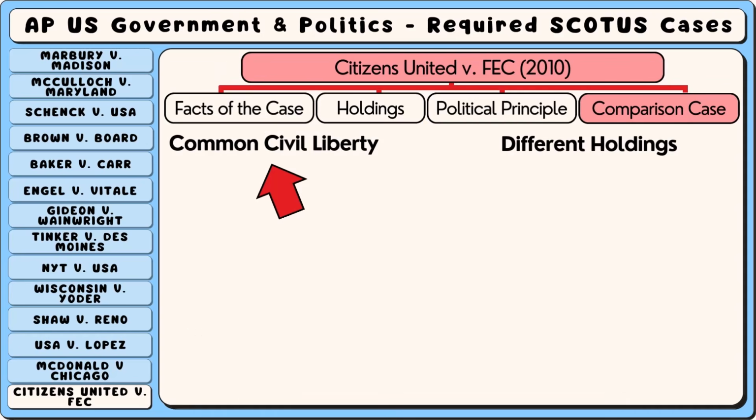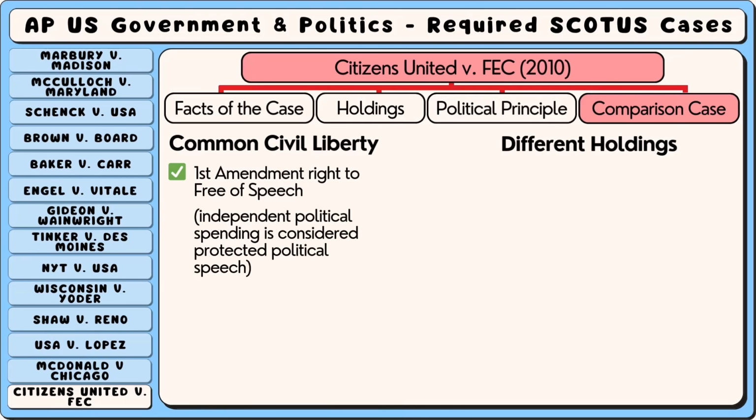They struck down the total contribution limits, saying they were too broad and did not prevent corruption in a direct way. Now let's identify the overlapping civil liberty between McCutcheon versus Federal Election Commission and Citizens United versus Federal Election Commission. Both cases deal with freedom of speech, specifically the idea that political spending is considered protected political speech. Now let's compare the holdings of the two cases.